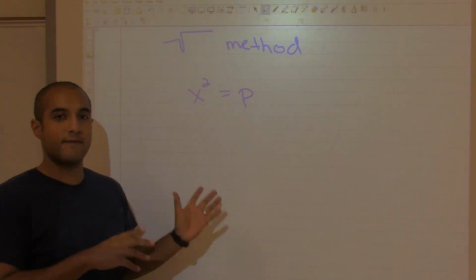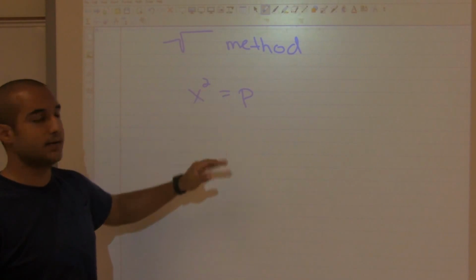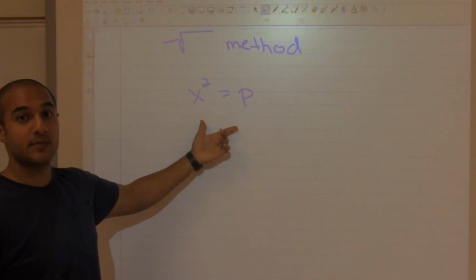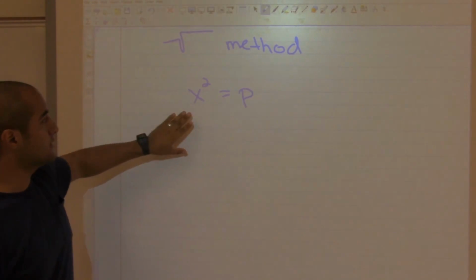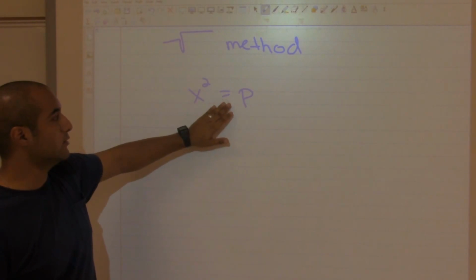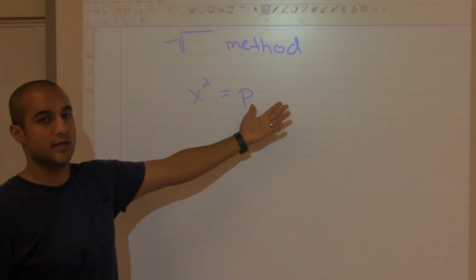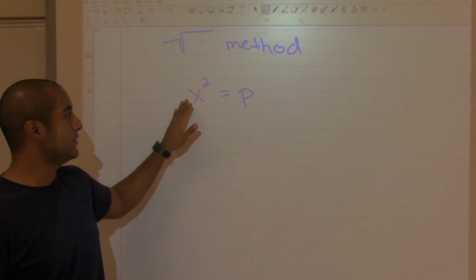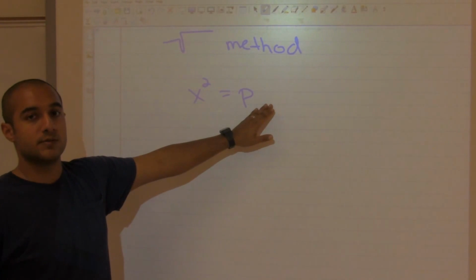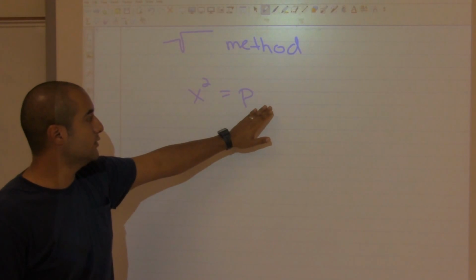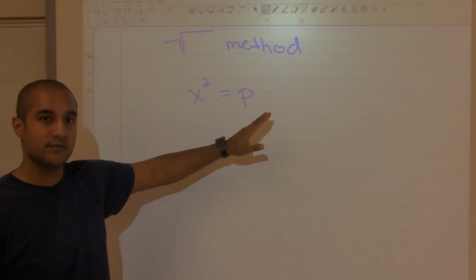Alright, so you saw factoring. Now we're going to look at the square root method. Square root method is going to be nice and quick. Here you have something that looks like this: x squared equal to p. You have some number there. Sometimes you might have to move something over. Sometimes you don't. Depends what kind of question they show you. But very fast, very easy.